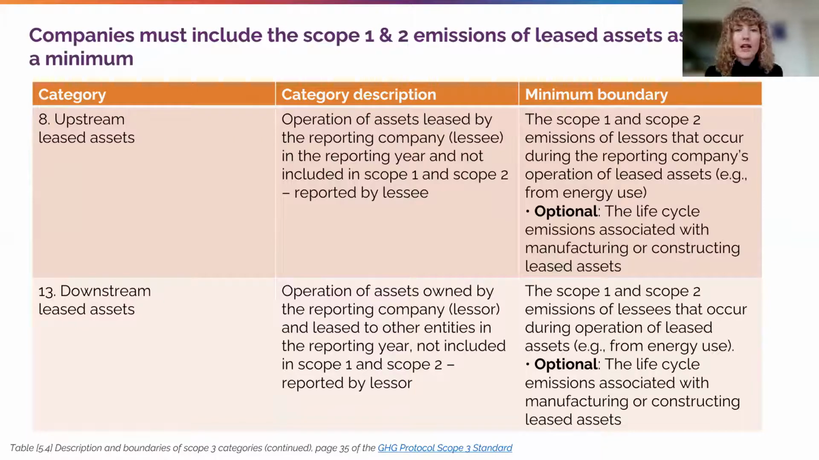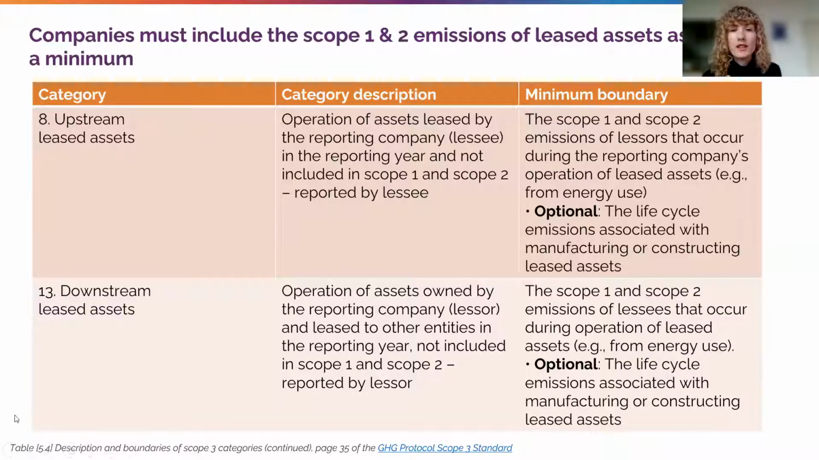As you'll see, the minimum boundary is that Scope 1 and 2 emissions of these assets during the lease time frame. So again, if a company, for example, had a lease that was only running for part of the reporting year, they would just need to take the emissions on a pro rata basis for that section of the year. And then downstream, this is where emissions are accounted for when the lessor is accounting for emissions from assets that they are leasing out in the reporting year.